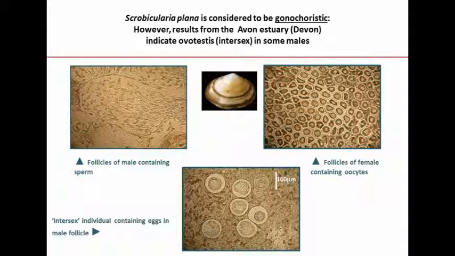This species is what's called gonochoristic. So normally you get males and females. So this is a microscope preparation of a male gonad, the testes, with sperm. These are oocytes in the female. But we also find this condition of intersex, where you get egg cells occurring in the male gonad. And as we now know, that is not the natural situation. This is an abnormal situation.